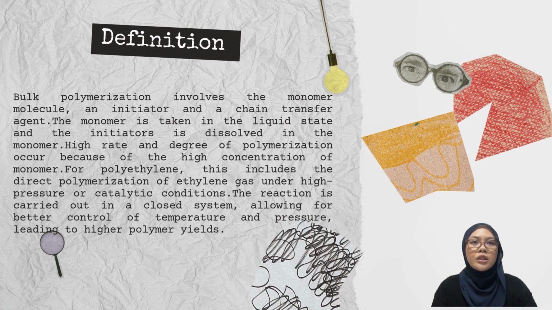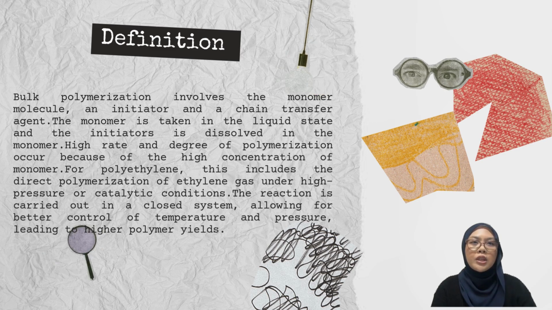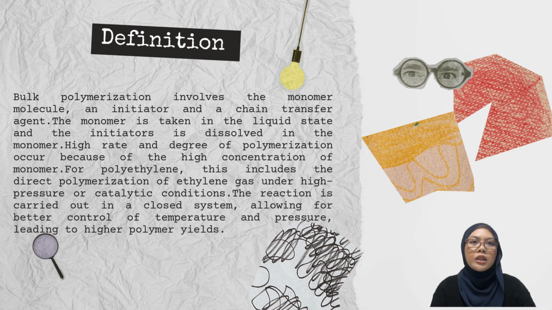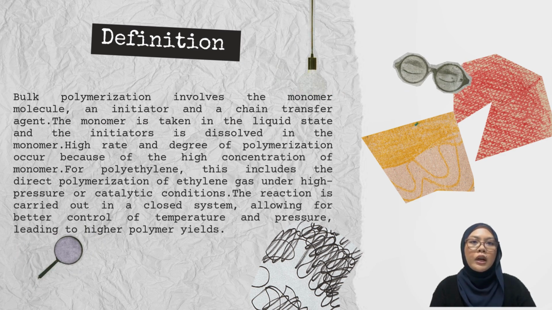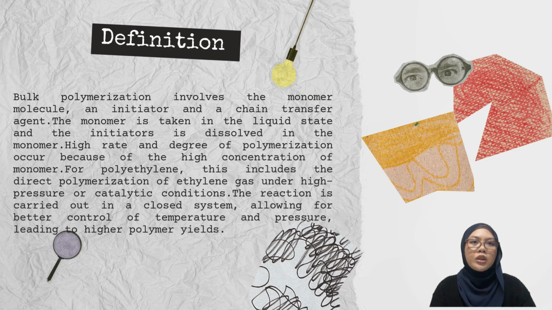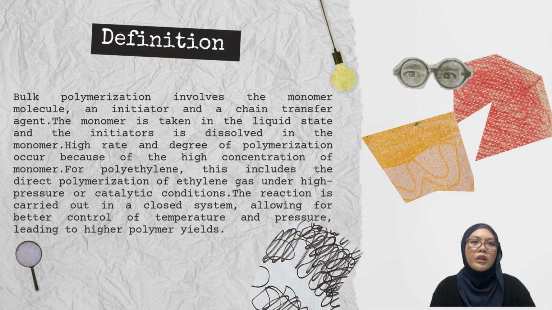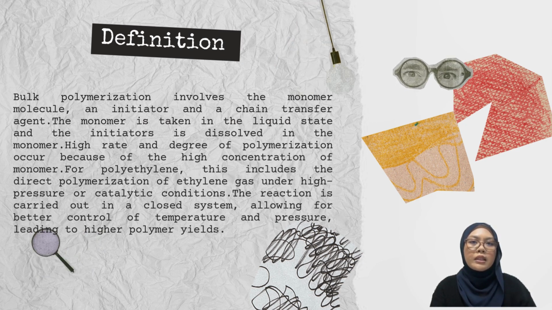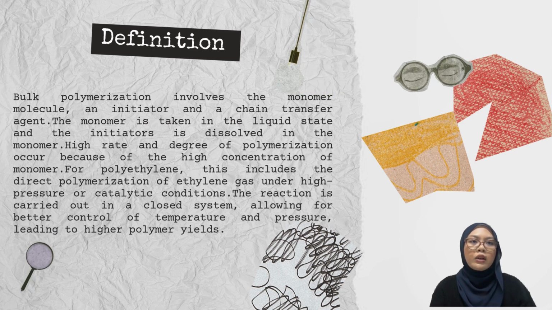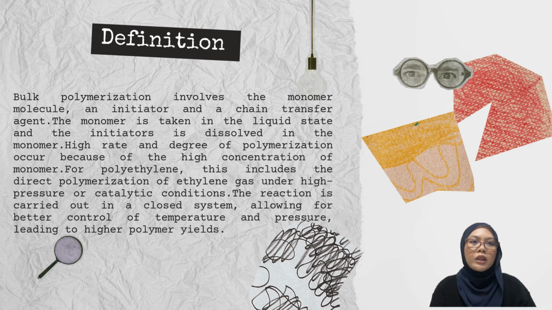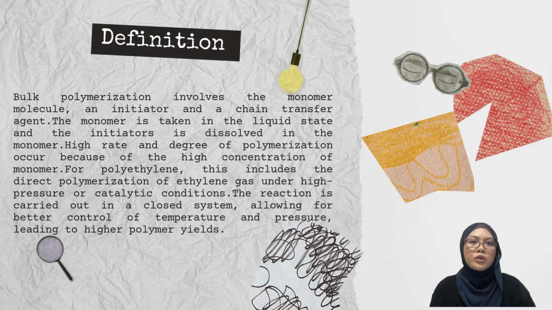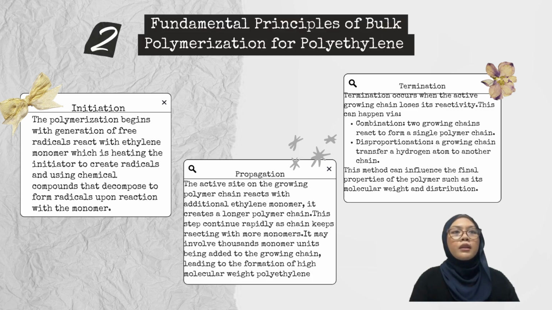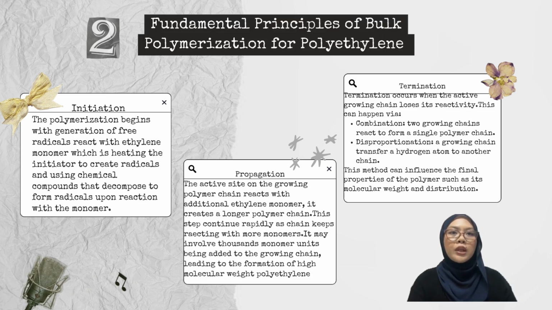Definition: bulk polymerization involves the monomer molecule, an initiator and a chain transfer agent. The monomer is taken in the liquid state and the initiator is dissolved in the monomer. High rate and degree of polymerization occur because of the high concentration of monomer. For polyethylene, this includes the direct polymerization of ethylene gas under high pressure or catalytic conditions. The reaction is carried out in a closed system, allowing for better control of temperature and pressure, leading to higher polymer yields.